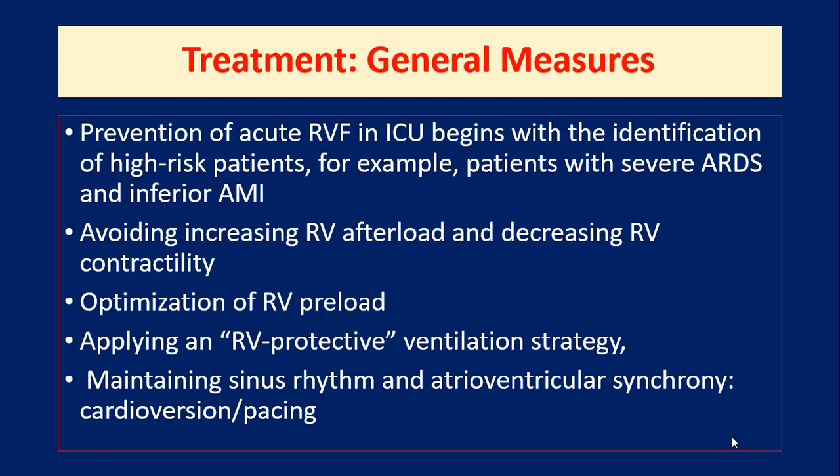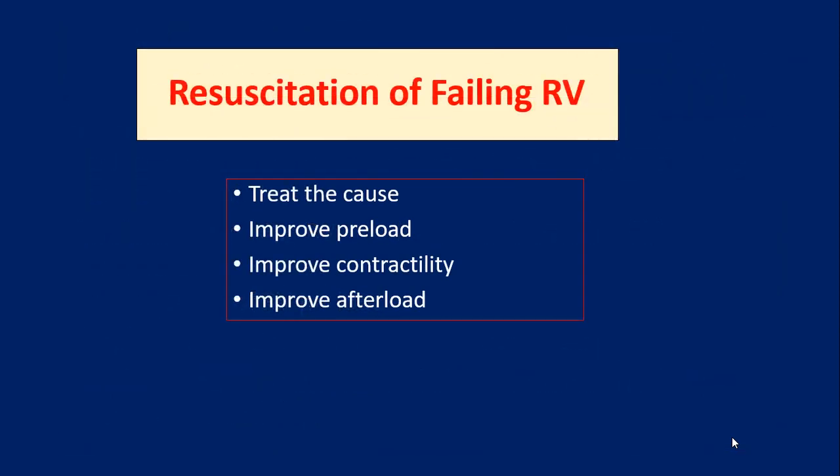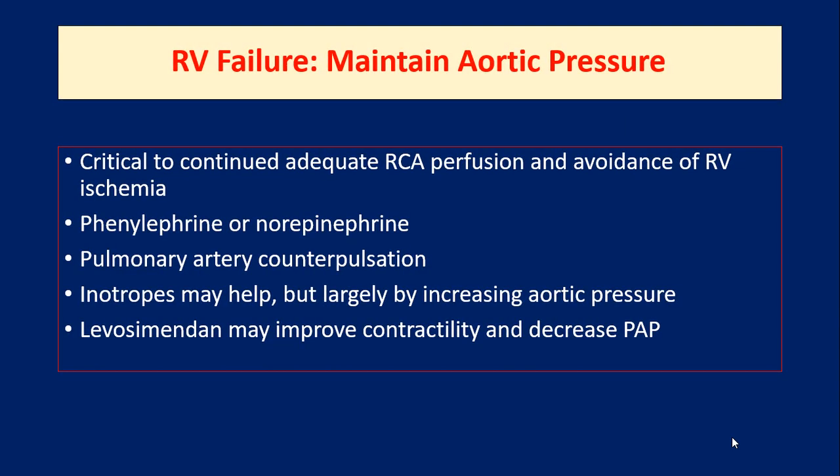Then optimize RV preload, apply RV protective ventilation strategies, and maintain sinus rhythm and atrioventricular synchrony by using either pacing or cardioversion. So how do we resuscitate a failing right ventricle? Treat the cause, improve preload, improve contractility, the same principles. Maintaining aortic pressure is critical to continued adequate right coronary artery perfusion and avoidance of RV ischemia. So if your systolic pressure is going down, we have to bring it up using vasopressors. Levosimendan may improve contractility and decrease pulmonary artery pressure.